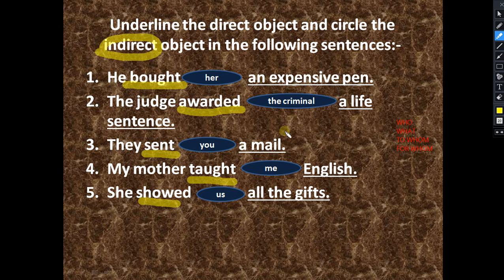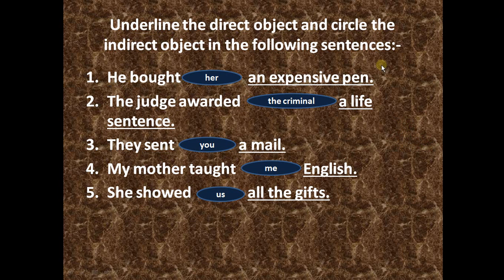Now see, in this way we have followed what? First of all, the indirect object is given and then the direct object is given. But it's not happening all the time. Some of the time you will get the direct object first and then the indirect object second. Okay, so I hope you can do it easily.